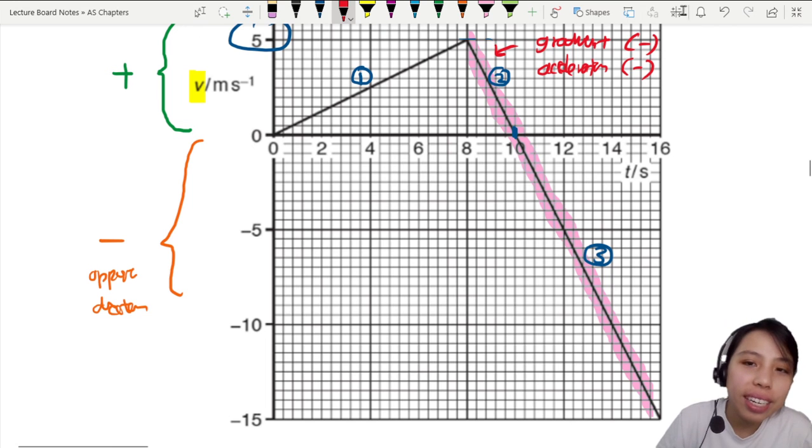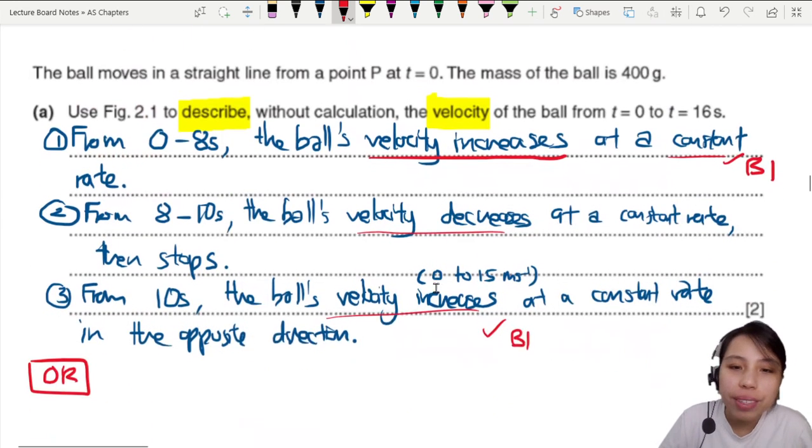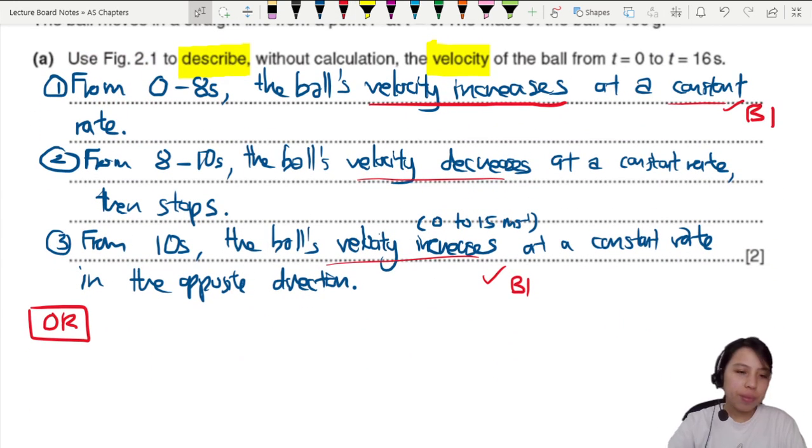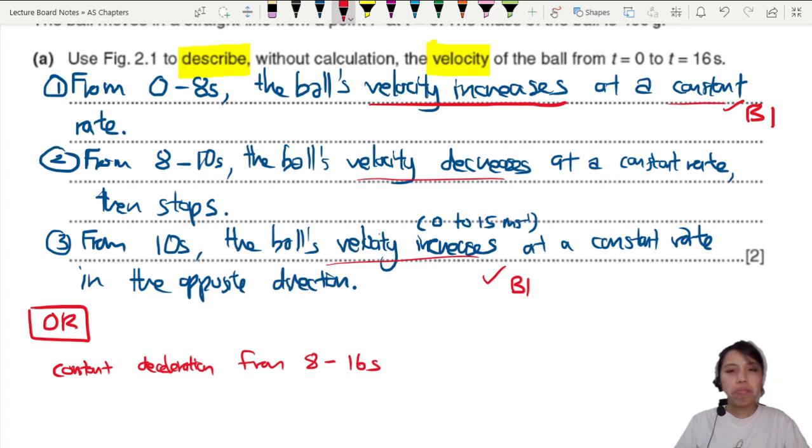So if acceleration is negative, that means we can talk about it in that form as well. Constant deceleration. This is a term that we'll say. Constant deceleration from 8 to 16 seconds. But I wouldn't recommend you use this. Better if you describe section by section how the velocity changes, okay? I think that's all for the main section of practicing how to describe a graph.